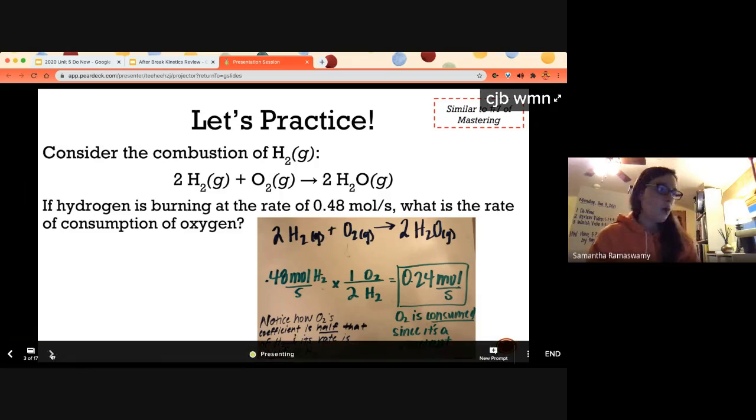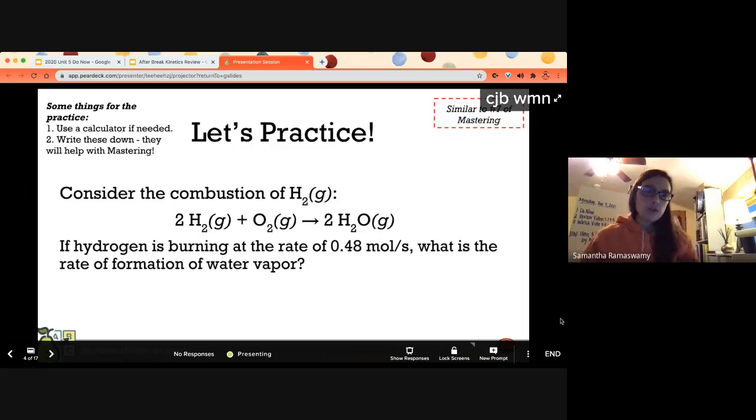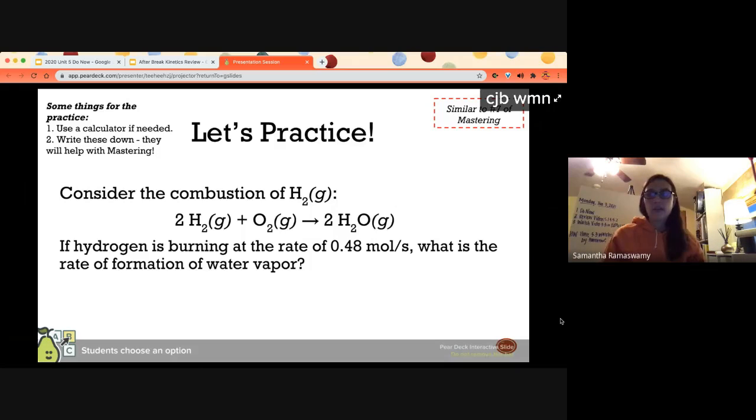Okay, so let's try one more. So again, same balanced equation, same rate even. Hydrogen is burning at the rate of 0.48 moles per second. What is the rate of formation of water vapor?